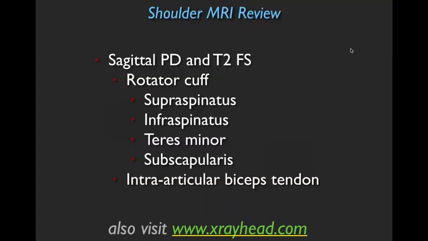If we move over to the sagittal images, again we do proton density and T2 weighted images with fat suppression. Again, the main analysis is going to be the rotator cuff, again checking the supra and the infra, looking at the teres minor and the subscapularis. Probably the best plane for looking at the subscapularis is the oblique sagittal combined with the axial images. The intra-articular biceps tendon should also be looked for on the oblique sagittal images, and you should almost always be able to see that in normal patients.